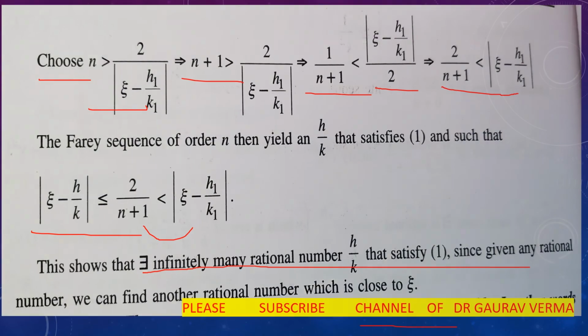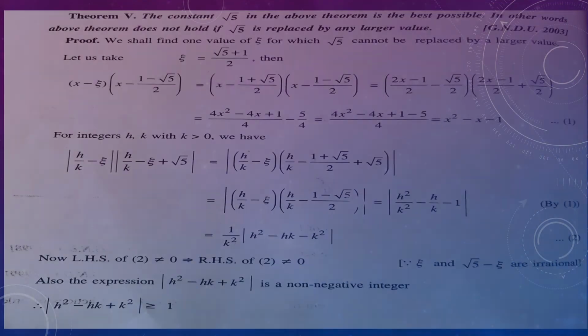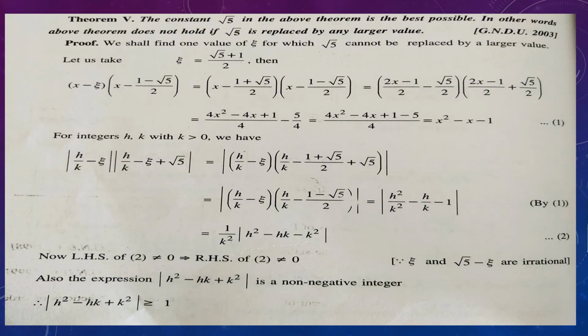Now we will do another question, a theorem related to this Hurwitz theorem. The constant root 5 in the above theorem is the best possible. In other words, the above theorem does not hold if root 5 is replaced by any larger value. It means that if we replace root 5 with a larger value, then Hurwitz's theorem does not hold.